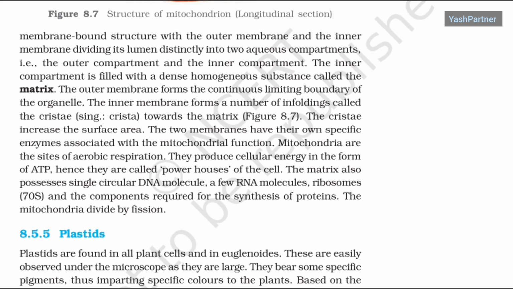The two membranes have their own specific enzymes associated with the mitochondrial function. Mitochondria are the site of aerobic respiration. They produce cellular energy in the form of ATP, hence they are called powerhouses of the cell. The matrix also possesses a single circular DNA molecule, a few RNA molecules, ribosomes, 70S, and the components required for the synthesis of proteins. The mitochondria divide by fission.